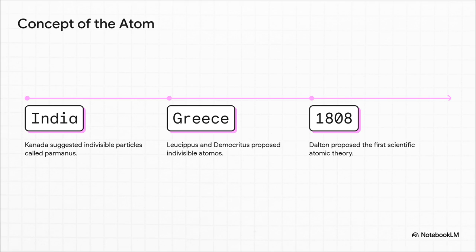And around the exact same time, ancient Greek philosophers Leucippus and Democritus had the very same idea, calling them atomos, which literally just means indivisible. But it was really just a philosophical idea until 1808 when John Dalton stepped up and gave us the first scientific atomic theory based on real experiments.